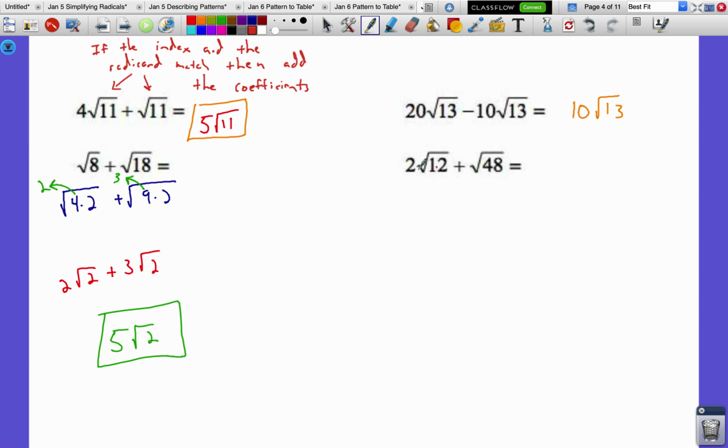Alright, let's see if we can do something similar here. That 12, it does have a perfect square factor. That factor is a 4, so I should split that into 2 times the square root of 4 times 3 plus 48. I think the biggest perfect square would be a 16. Yep, so I'm going to rewrite that as 16 times 3. Alright, now the 4 can jump out of this and become a 2. The 16 can jump out of this and become a 4. 2 times 2 over here becomes a 4, so we got 4 root 3 plus 4 root 3. Now that this part matches, we can add those coefficients so we can get 8 root 3.